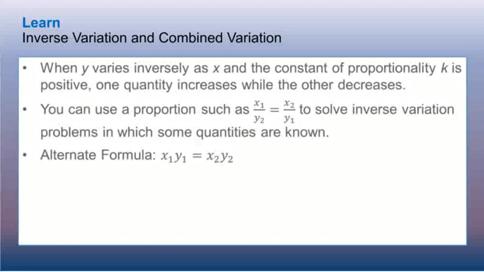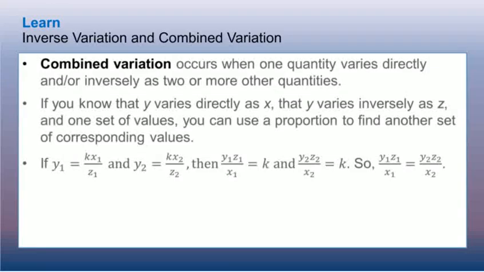When y varies inversely as x and the constant of proportionality k is positive, one quantity increases while the other decreases. You can use the proportion x1 divided by y2 equals x2 divided by y1 to solve inverse variation problems in which some quantities are known. An alternative form would be x1 y1 equals x2 y2. This one would probably be the easier one to use. I typically use this one more often than the other one.